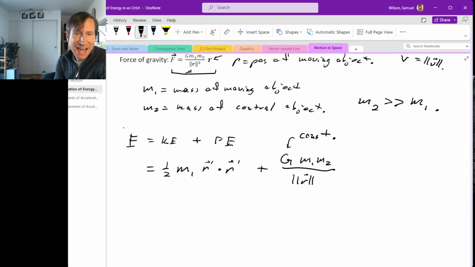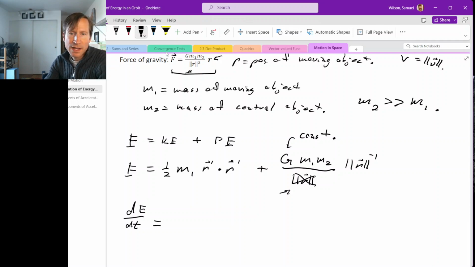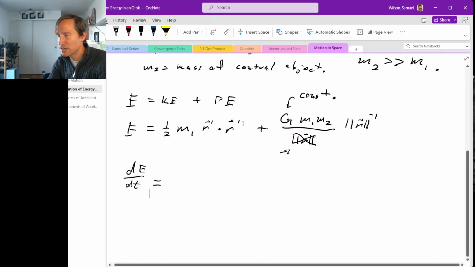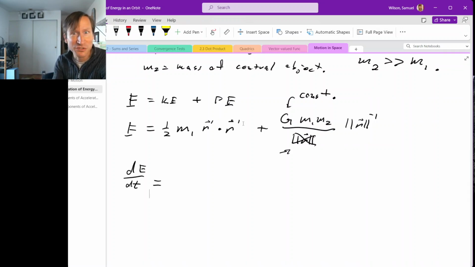Since the question is how does this energy quantity change, we're going to differentiate this, and it's a little annoying to have this magnitude of r in the denominator, so let's rewrite it like this. Let's put it in the numerator, but to the minus first power. Okay, so now let's go ahead and take the derivative of this energy quantity with respect to t. And since we have everything written in terms of our vector valued function r, we can use all of our calculus tools for vector valued functions.